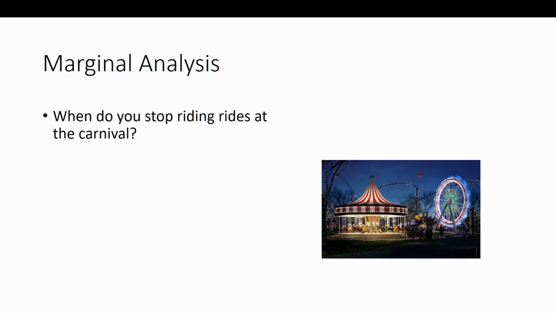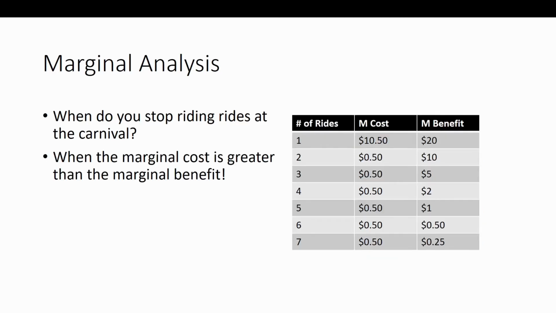Okay? So how do you know when you stop riding rides at the carnival? Well, all you do is you calculate your marginal benefit and compare that to your marginal cost. Okay? So you take your marginal benefit here. If you want to ride one ride the first time on the merry-go-round, maybe you get $20 worth of enjoyment, which is great because the marginal cost to take that first ride was $10.50. When the marginal cost is greater than the marginal benefit, you no longer ride rides.